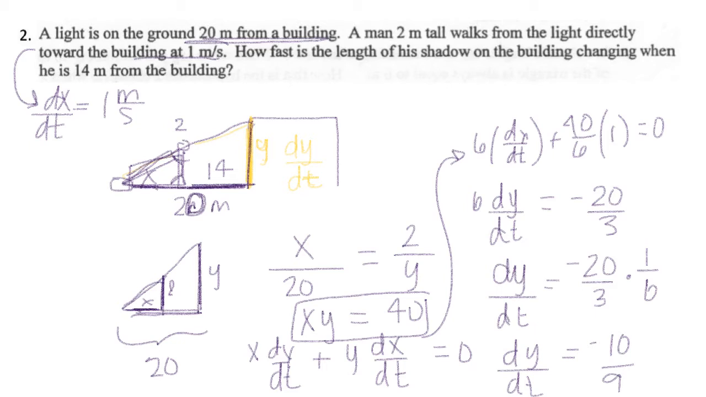And let's see, what would be the rate of change there? It would be meters per second. So there's our rate of change. And does it make sense that that's a negative rate of change? Well, he's walking away from the light, so would his shadow be shrinking or would it be growing? I think we should have a negative rate of change. I think it's probably going to be shrinking.